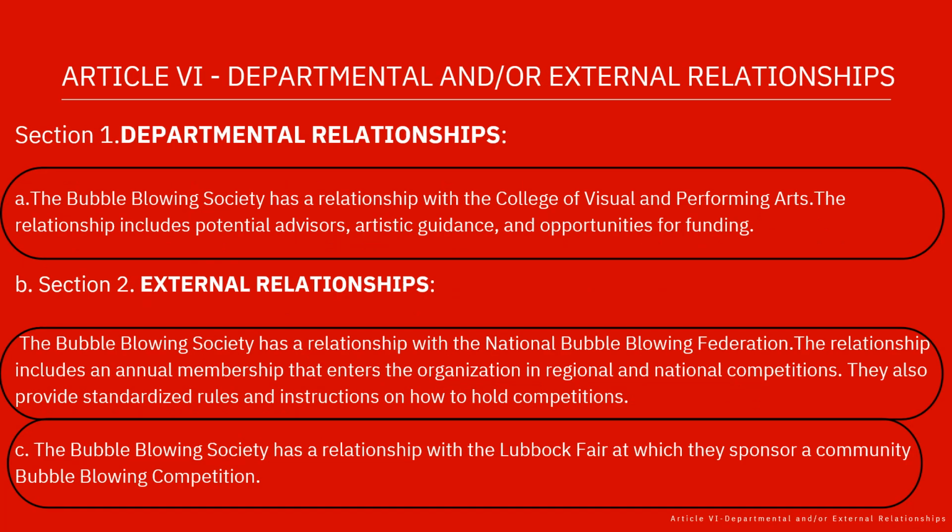Next is Article 6, Departmental or External Relationships. It's important to note if you don't have any departmental relationships or external relationships, you do not have to include this section in your constitution and bylaws. But for example, let's look at some departmental relationships that the Bubble Blowing Society may have. We actually have a relationship with the College of Visual and Performing Arts. The relationship includes potential advisors coming from that college, artistic guidance, and also opportunities for funding from the college.